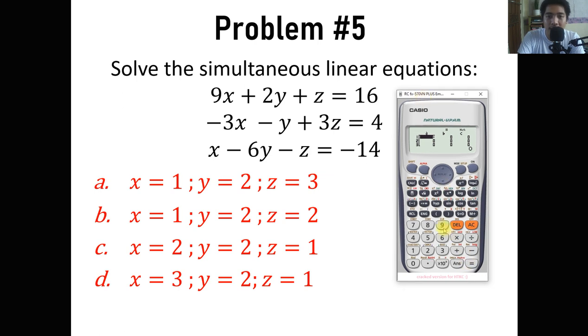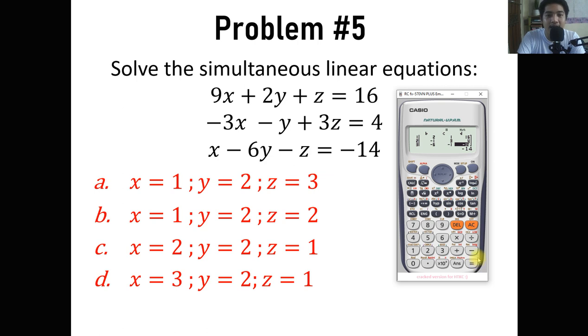So let's write the coefficients. For the first equation, we have 9, 2, and 1, and for D, the value of the constant, 16. For the second equation, we have negative 3, negative 1 because of negative y, and 3, and then 4 for the constant. For the third equation, x is positive 1, y negative 6, z negative 1, and the constant is negative 14.